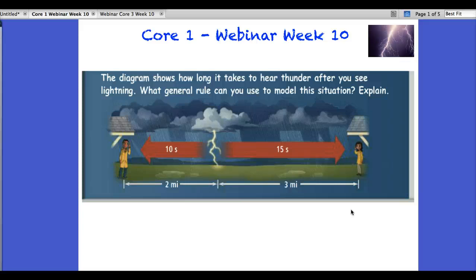Okay, so look at this diagram. This diagram has to do with some direct variation. So what you want to know is what general rule you can use to model this situation. Like I said, this aligns with the direct variation we're doing in our unit. The direct variation was from last week, week 9. This diagram shows how long it takes to hear thunder after you see lightning. And I'm sure you guys have heard that, right?